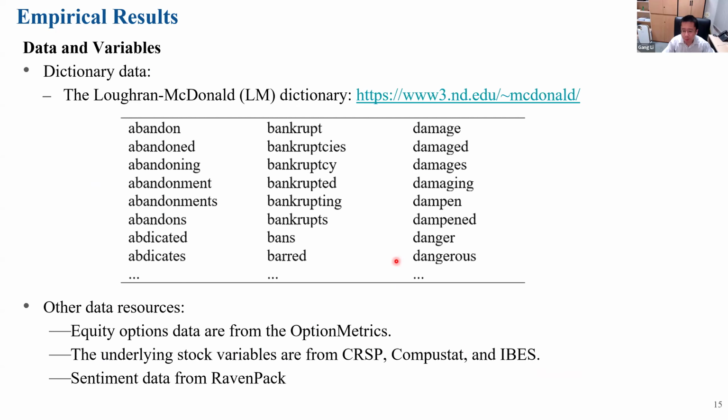For the lexicon-based approach, we use the Loughran-McDonald dictionaries to compute the sentiment. The dictionaries have already specified relevant words as positive or negative sentiment or uncertainty. For positive and negative sentiment, they have around 4,000 words, and for uncertainty, they have relatively few words, around 250. For the other data sources, it's standard in asset pricing. For example, equity option data from OptionMetrics, stock data from CRSP, and also the sentiment data from RavenPack. Because RavenPack is a commercial package, they do not disclose the details of how the sentiment is constructed.